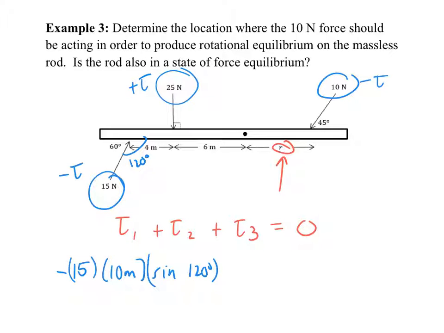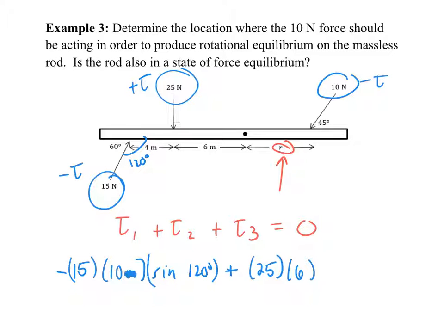The second torque from 25 newtons, that's a positive torque. The force is 25 newtons. I kind of dropped units for now, so I'm going to keep doing that. At a distance of 6 meters from the rotating axis. Am I going to put anything else for that one? No, because it's sine of 90, and sine of 90 is 1. So I don't have to put anything else for the second torque.